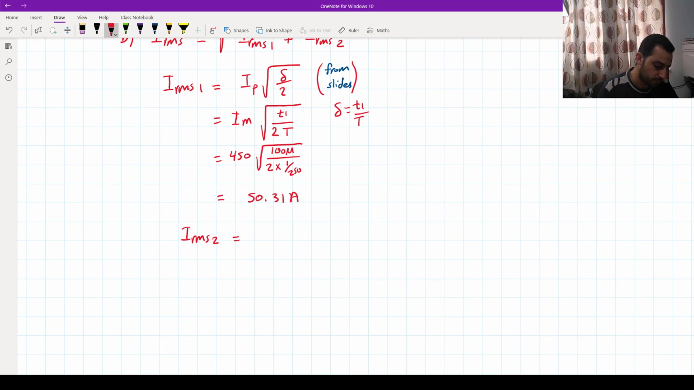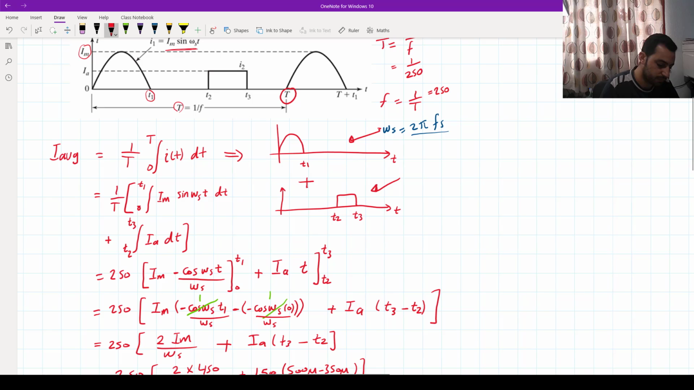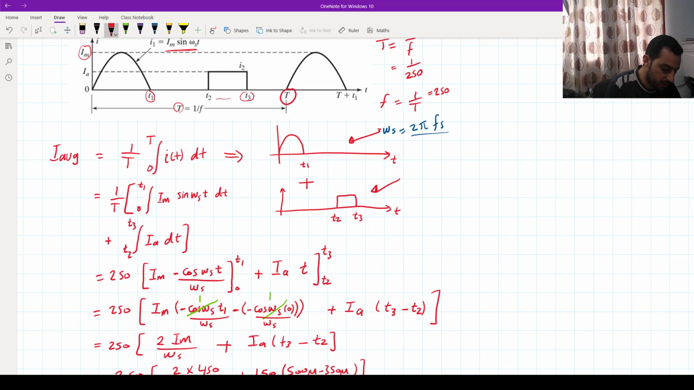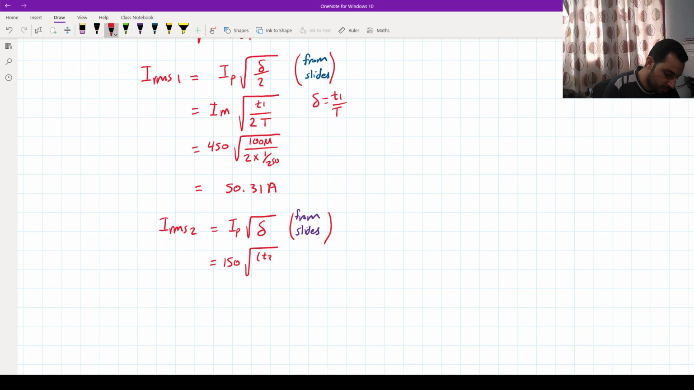Let's go for the second IRMS, and again from the slides, I peak square root of delta. Delta means the on time. It doesn't need to be the first on time, but any on time is the duration of the on time. So I peak equals 150 square root of the T on. The T on is the time between T3 and T2. So we can say delta is T3 minus T2, all divided by the whole T, because it is the T on divided by the whole T. Compensate that by numbers, divided by 1 over 250. This is the T.